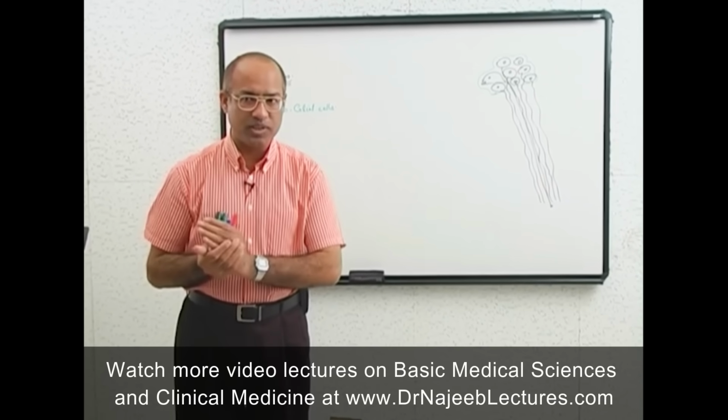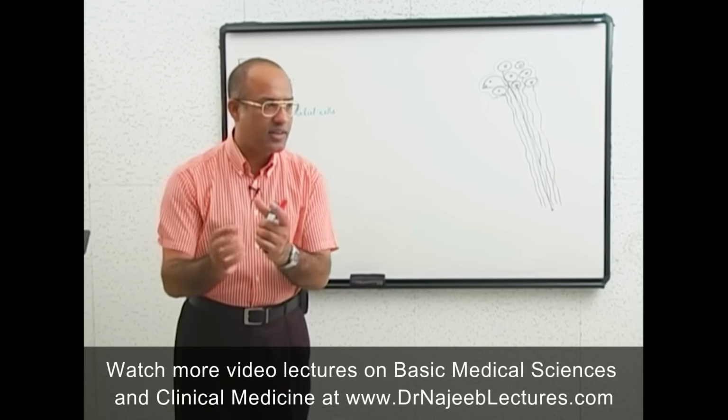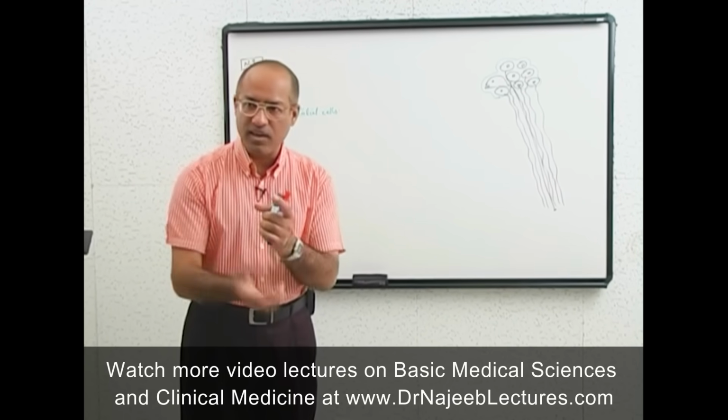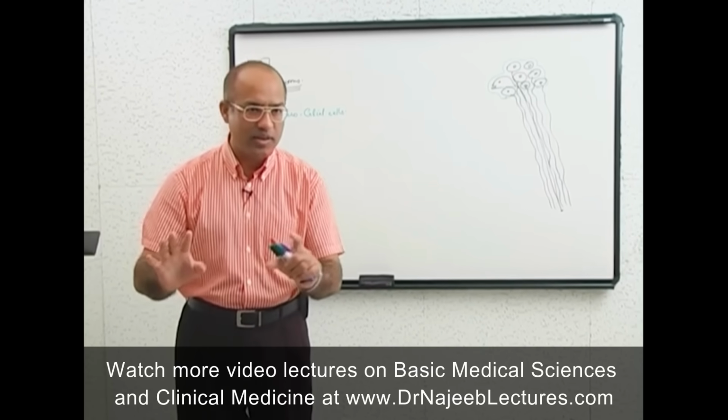So now again I will repeat, in the central nervous system, a lot of cell bodies of the neurons put together, that is called gray matter. And if a lot of axons are put together, that is called white matter. Is that right?